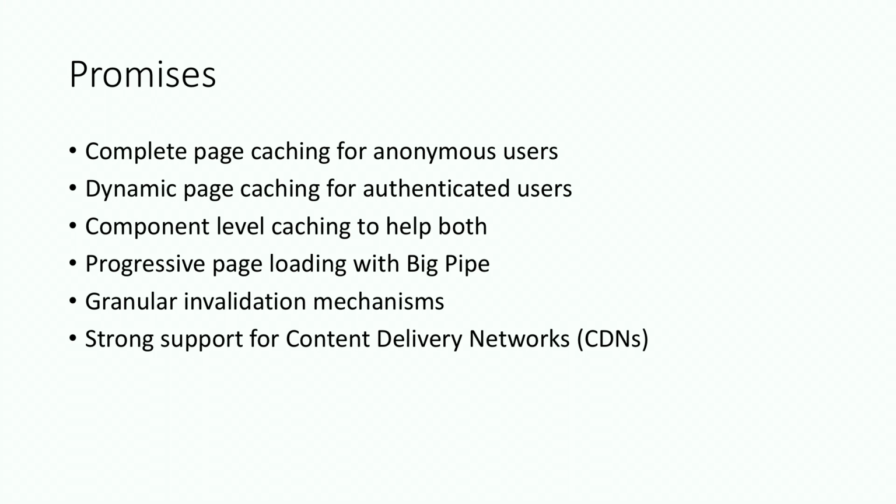So quickly, what we're going to go over are the promises, or the features, of the Drupal cache system, which include complete page caching for anonymous users, dynamic page caching for authenticated users, component level caching that helps for both of those scenarios, progressive page loading with Big Pipe, granular invalidation mechanisms, and strong support for content delivery networks.